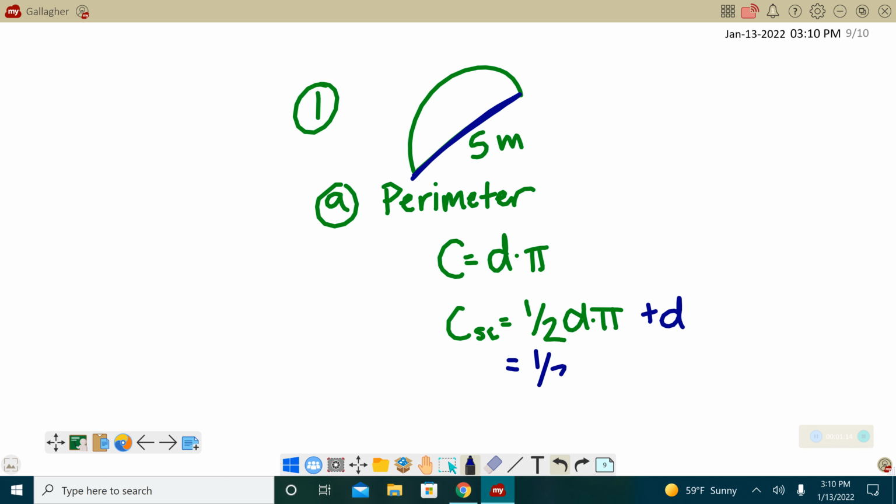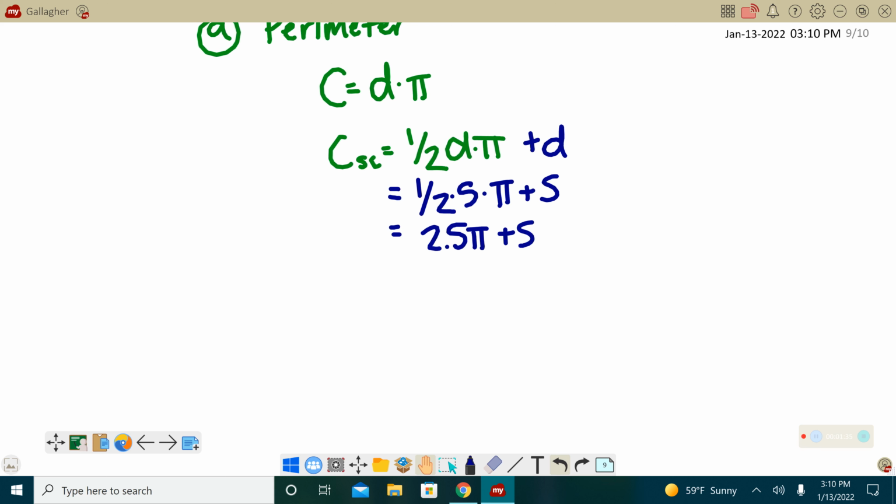So we've got adding an extra diameter. Alright, in this problem, the diameter is 5, plus 5 more. Half of 5 is 2.5 pi plus 5. And then it says to use 3.14 to approximate pi. So we've got 2.5 times 3.14 as our estimation, and then adding an additional 5.